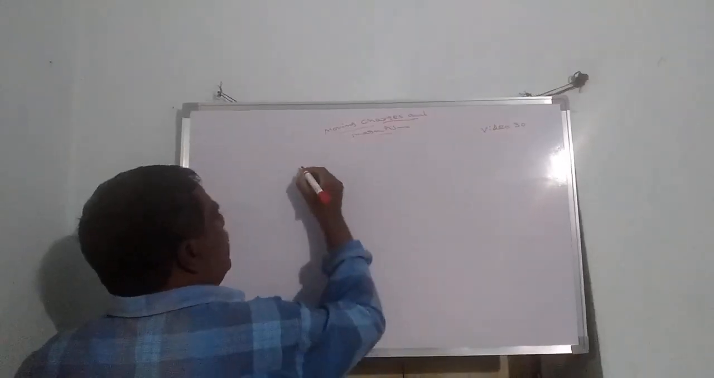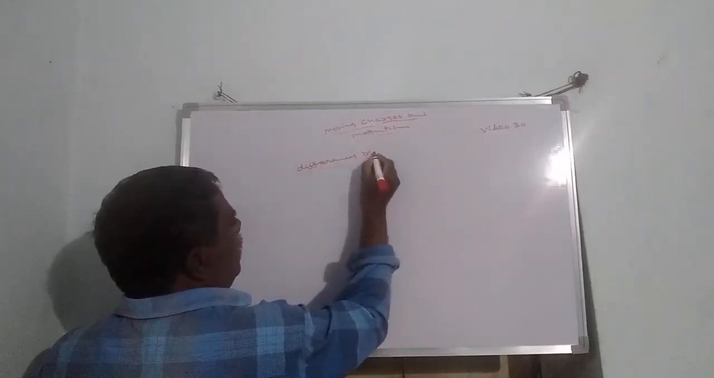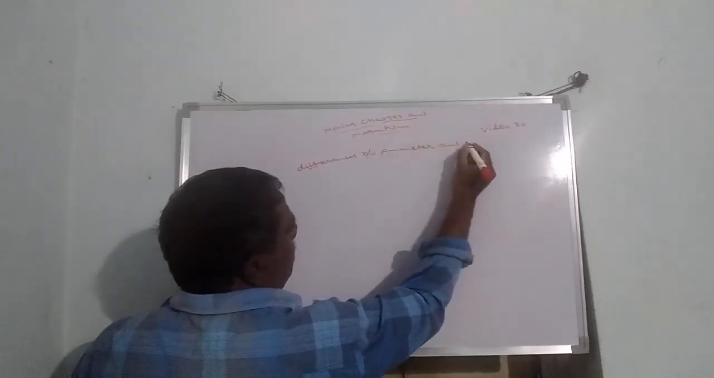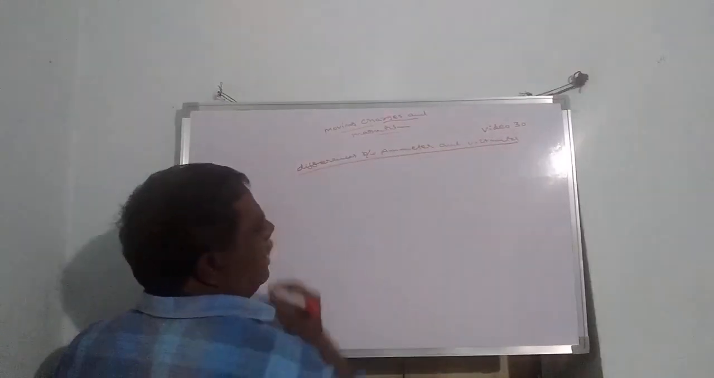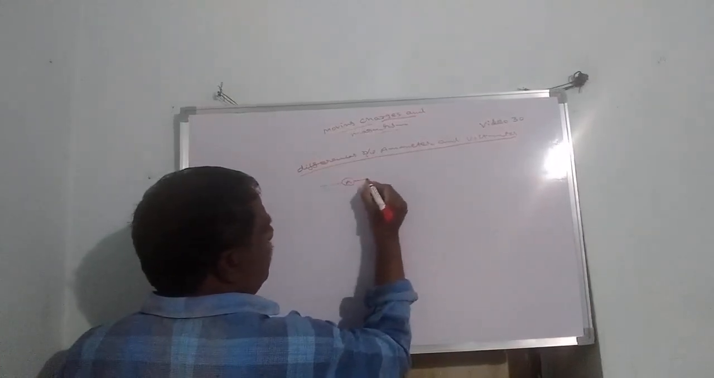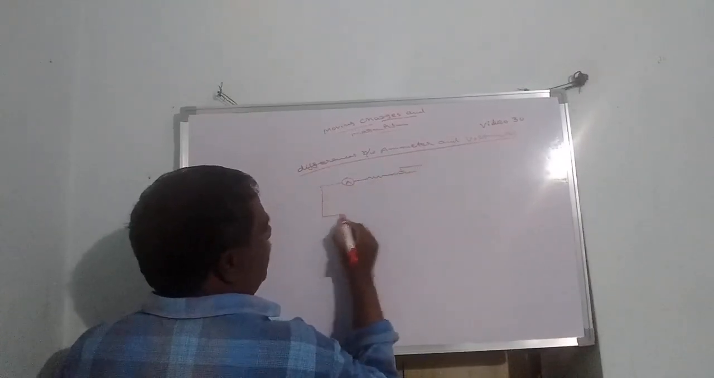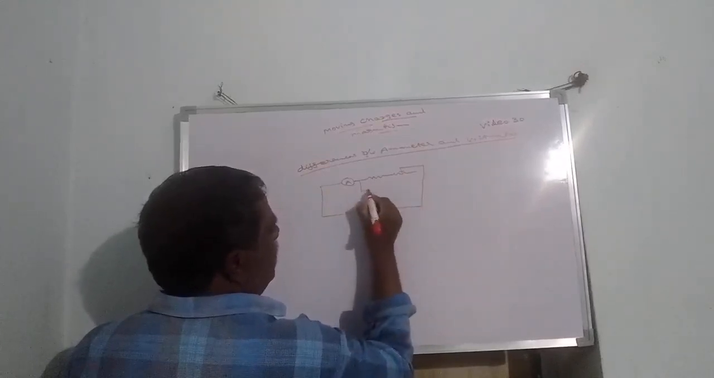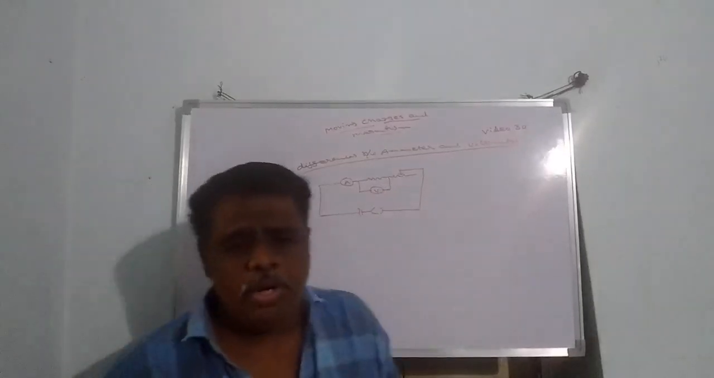To discuss the differences between ammeter and voltmeter. What are the main differences between ammeter and voltmeter? Suppose this is a circuit. It consists of an ammeter, a resistor, and a variable resistance or rheostat, a battery provided with a key. So here this will be the voltmeter.